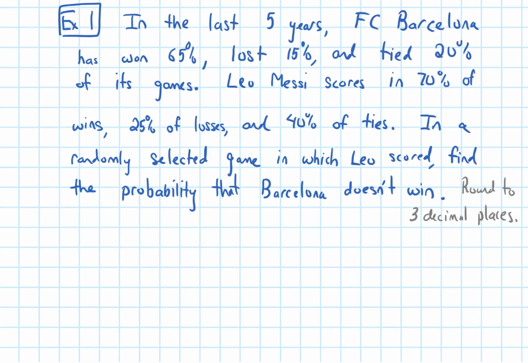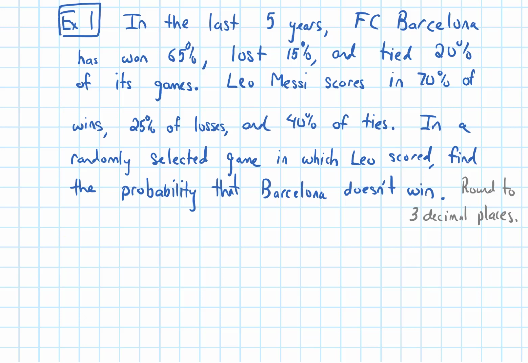Here is the example. It says, in the last 5 years, FC Barcelona has won 65%, lost 15%, and tied 20% of its games. Leo Messi scores in 70% of wins, 25% of losses, and 40% of ties. In a randomly selected game in which Leo scored, find the probability that Barcelona doesn't win, and round your answer to 3 decimal places.